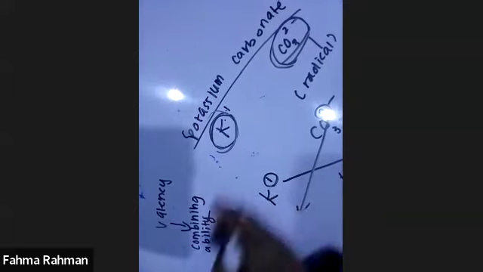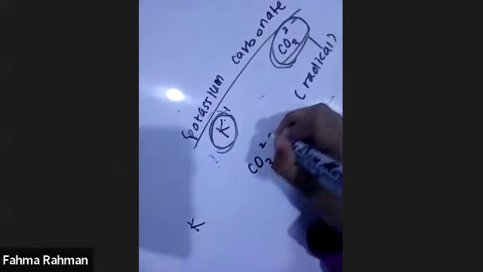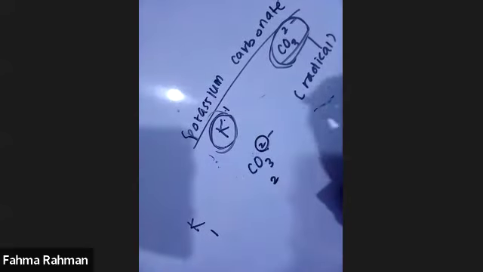Okay, you put the 2 over here, then you put the 1 over here. So basically it happens like this. K, CO3 2 minus. Here the valency is 1. Here the valency is 2. Why have they mentioned 2 here?